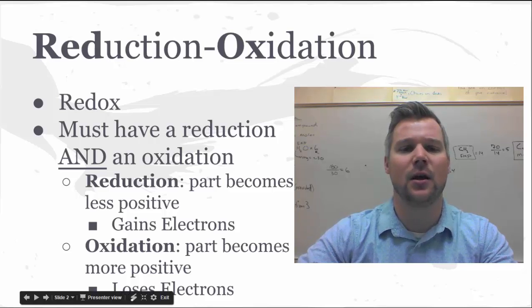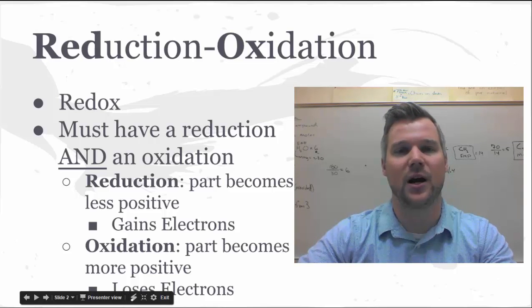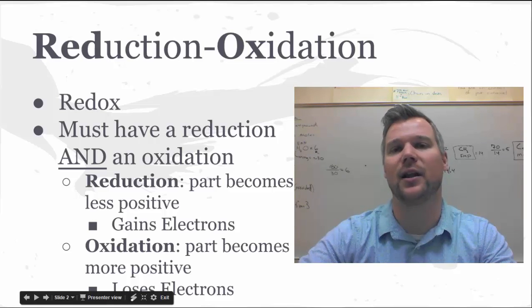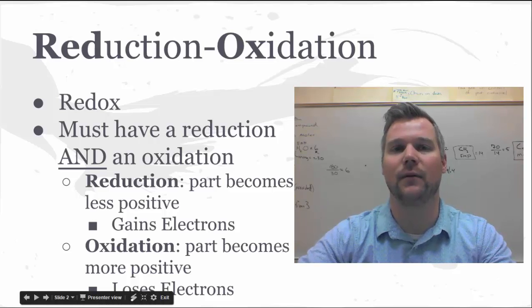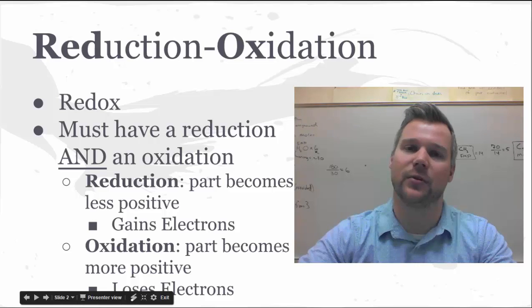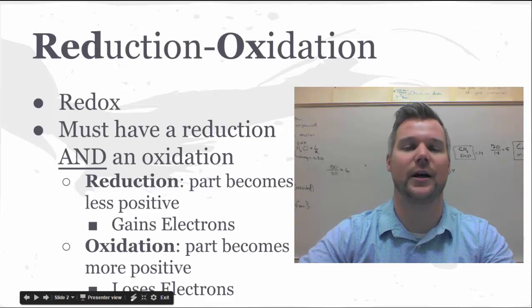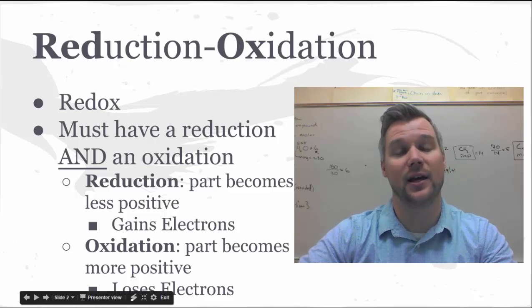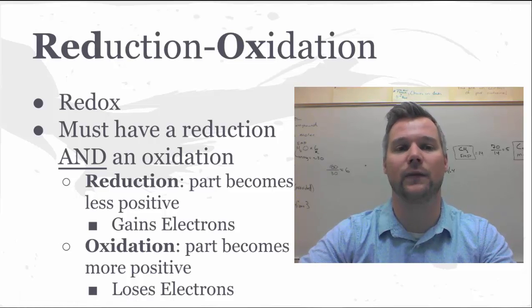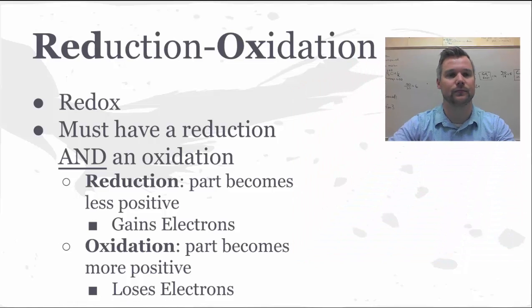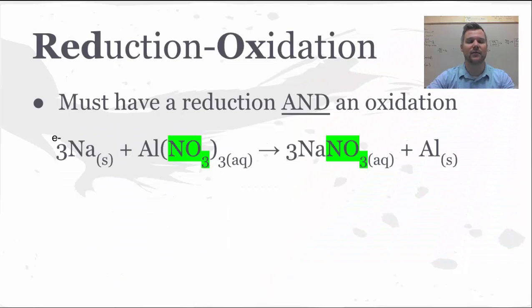In a reduction, the overall reduction process is going to become less positive. It's going to gain electrons, and since electrons are negative, the positive charge of that portion of the chemical reaction is going to reduce. On the other hand, the oxidation is going to become more positive because you're going to lose electrons, and since electrons are negative and you're losing them, you're going to become more positive when those electrons move somewhere else in that chemical reaction. So you must have that reduction and that oxidation. You can't have just one part.